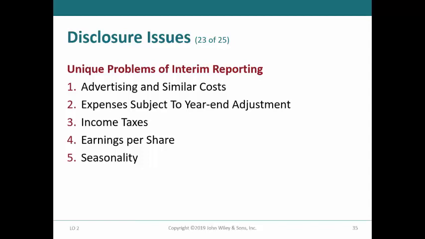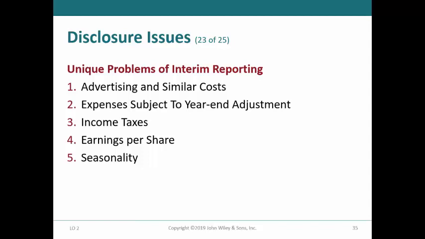Advertising and similar costs may be deferred in interim periods if the periods benefited are beyond the current period. Also, expenses such as bad debts expense, executive bonuses, pension cost, and inventory shrinkage can be estimated and allocated to interim periods as best they can.